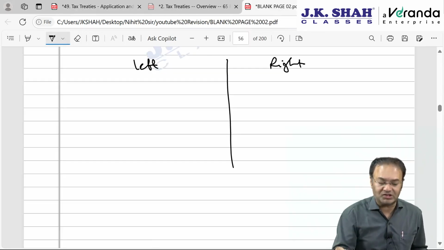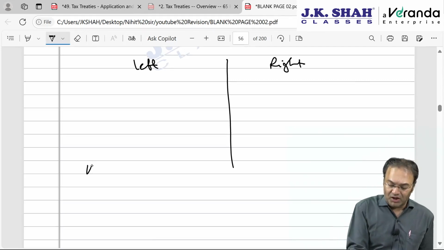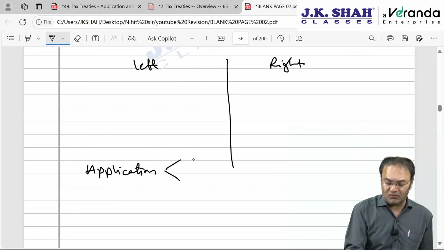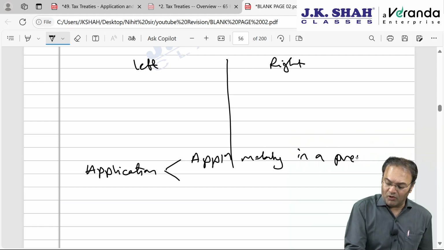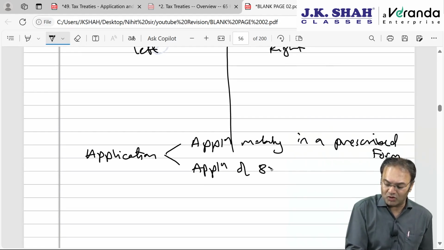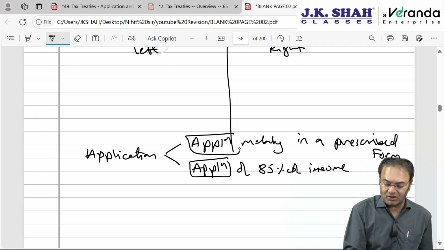For example, we were discussing one word called application. In the chapter on assessment of charitable trust, the word application was used at two different places in two different ways. One was making an application in a particular, prescribed form, you know, making an application in Form 10, 10A, etc. And second, application was understood from the perspective of spending money, application of 85% of income for charitable trust. Here application would mean spending, and there application would mean applying.